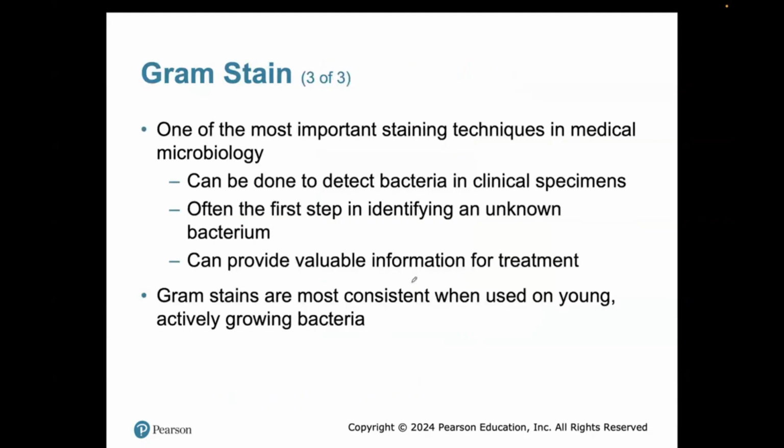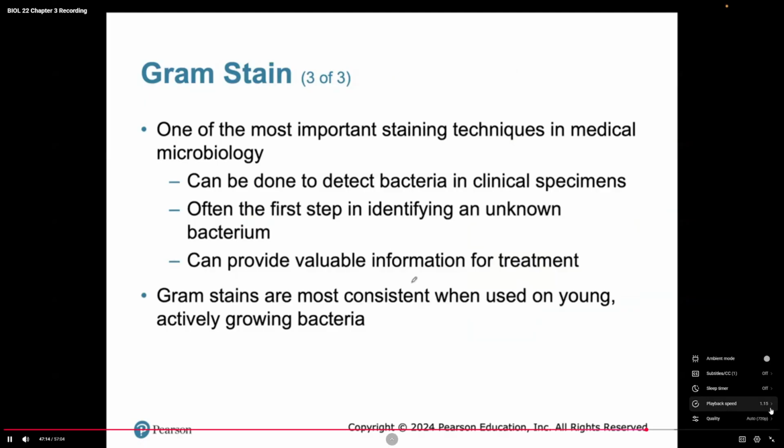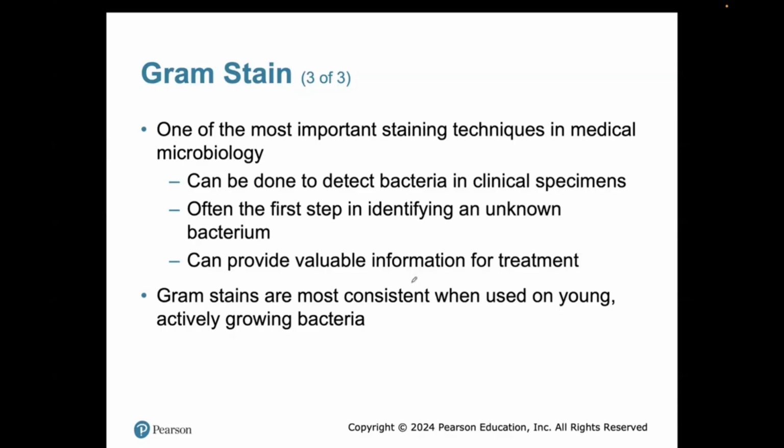All right, so here are some things to consider when talking about the staining. The gram stain is one of the most important staining techniques in medical microbiology, and it's important because it's used to diagnose different illnesses. It's very important for us to understand what it is so that we can treat it. The gram stain can be done to detect bacteria in clinical specimens, and it's also the first step, as I mentioned, for identifying an unknown. We will talk about unknowns in our class. And this gram stain can also provide valuable information for treatment.